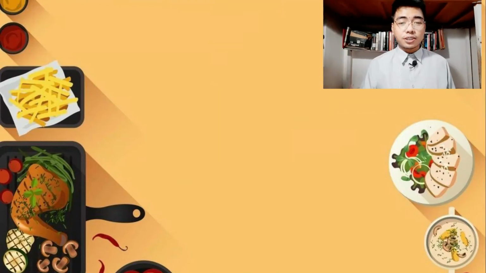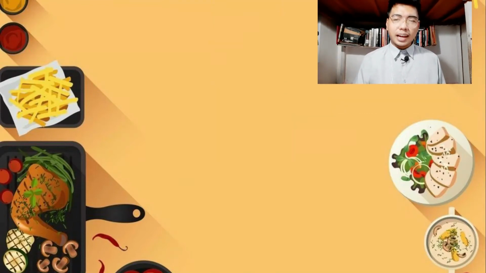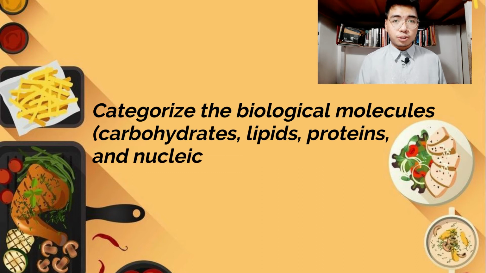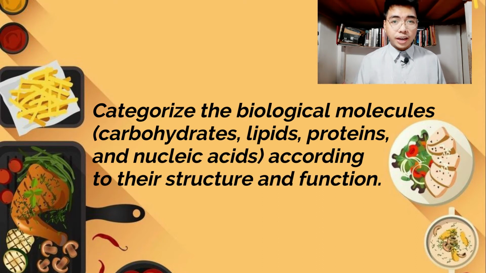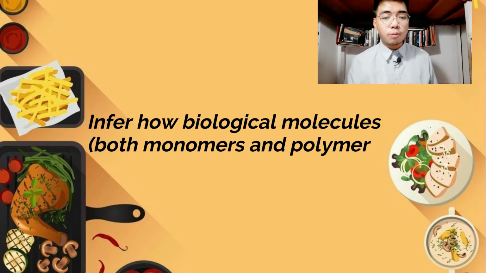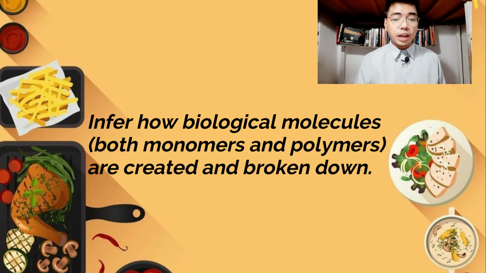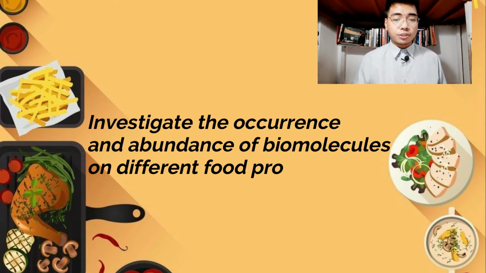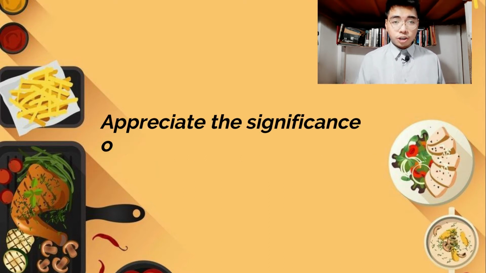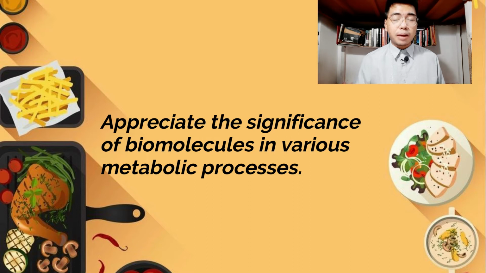At the end of the lesson, you will be able to categorize the biological molecules, also known as the carbohydrates, lipids, proteins, and nucleic acids, according to their structure and function. You're also going to infer how biological molecules, both monomers and polymers, are created and broken down. You're going to investigate the occurrence and abundance of biomolecules in different food products. Also, you're going to appreciate the significance of biomolecules in various metabolic processes.